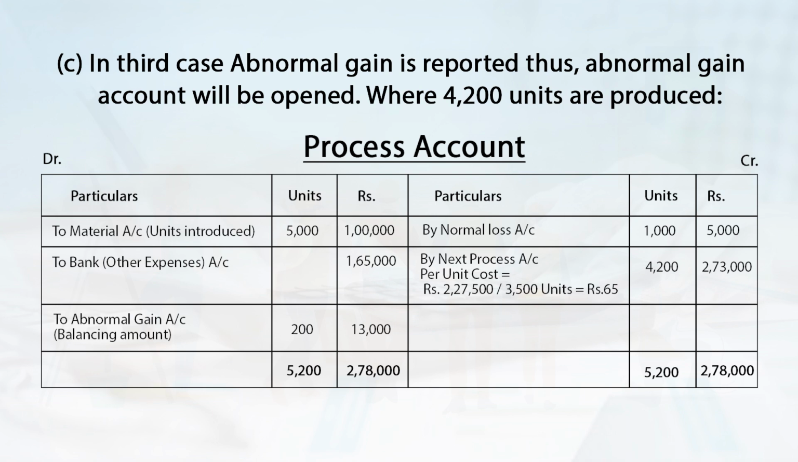Our total of credit side is greater, that is 2,78,000, and therefore, there is a balancing figure of rupees 13,000 and units also of 200 units, and which is our abnormal gain. Therefore, we will write to abnormal gain account balancing figure 200 units with 13,000 rupees.